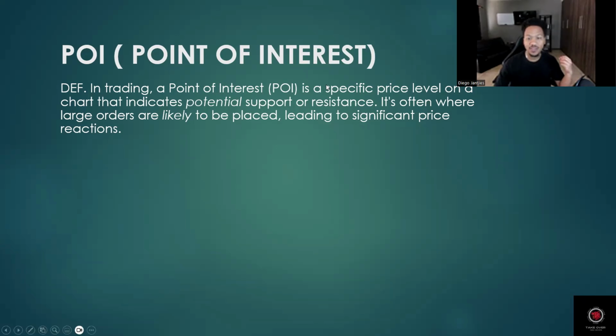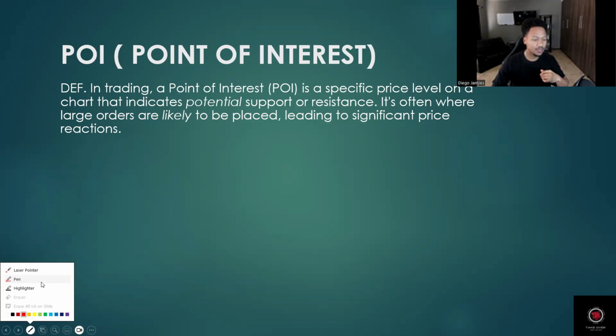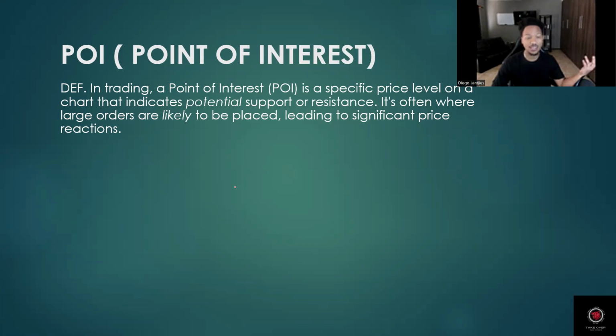In trading, a point of interest is a specific price level on a chart that indicates a potential support or resistance. It's often where large orders are likely to be placed, leading to a significant price reaction, right? So basically, it's just simply saying that if we are going to look at an area of support and resistance, that is not necessarily the traditional way of looking at it, right? Hey, an area of support like that, or an area of resistance like that, for some beautiful shorts finding itself opening up, right?